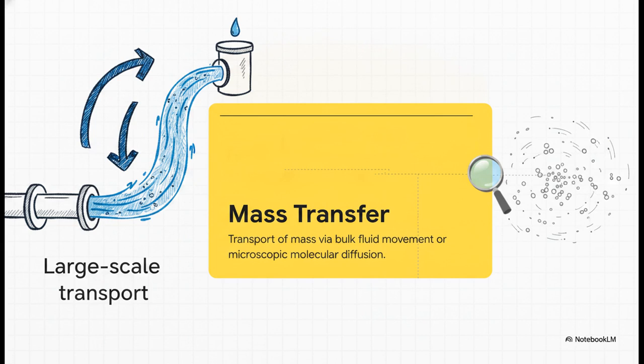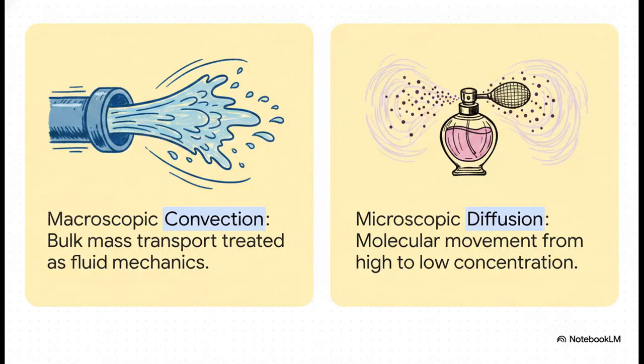We're talking about large-scale macroscopic transport, like a bulk fluid rushing through a giant pipeline, and we're also talking about incredibly tiny microscopic movements where individual molecules slowly diffuse across a concentration gradient. It's both. So the crucial point is understanding this basic dichotomy.